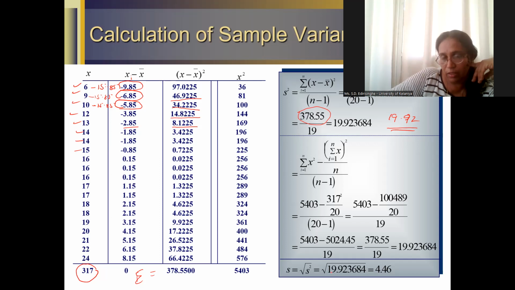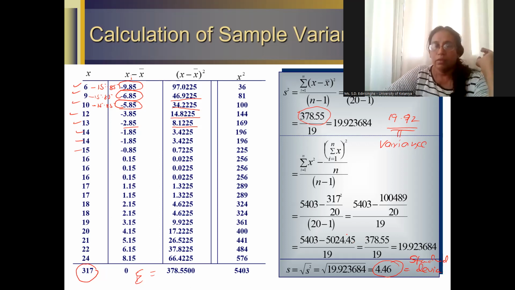So finally, get the square root of 19.923684. You will end up with the value of the standard deviation, which is actually the root value of the variance. The root value of the variance here is 4.46. Got it? So this is the variance, and this is the standard deviation, SD. You can write it.